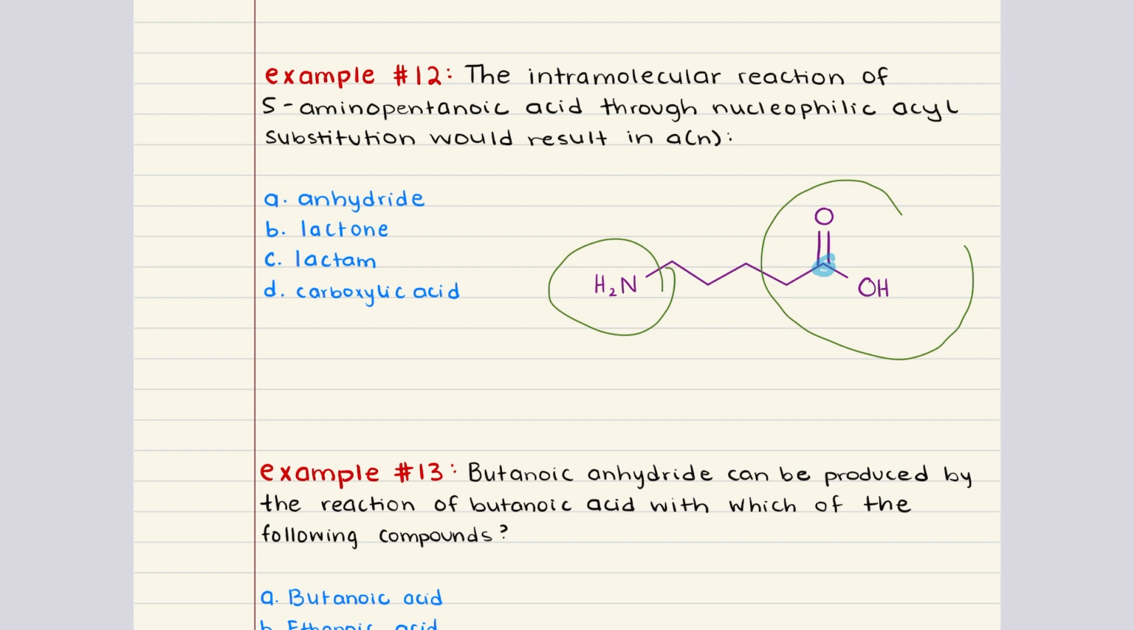Here, the nucleophile is the amino group. Amines are good nucleophiles, and they can attack the electrophilic carbonyl carbon. Now, when an amino group attacks a carboxylic acid within the same molecule, we're going to form a cyclic amide. And a cyclic amide has a special name. It's called a lactam. So that means the correct answer for problem 12 is C.